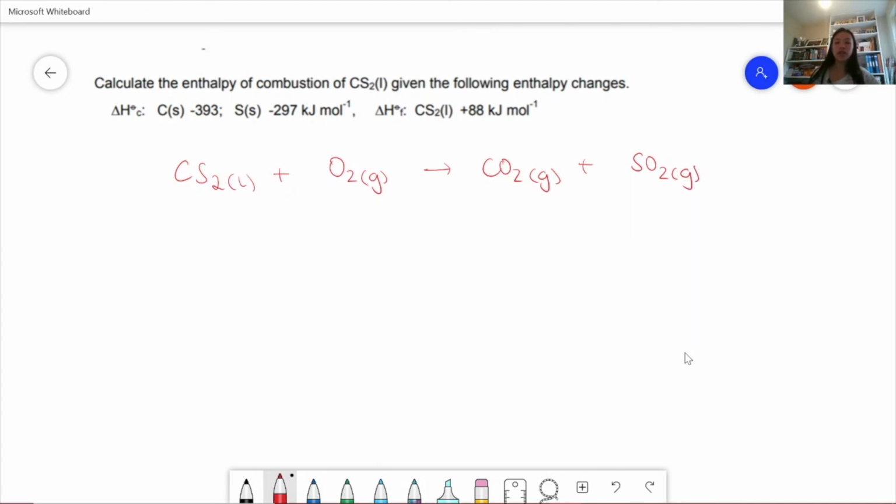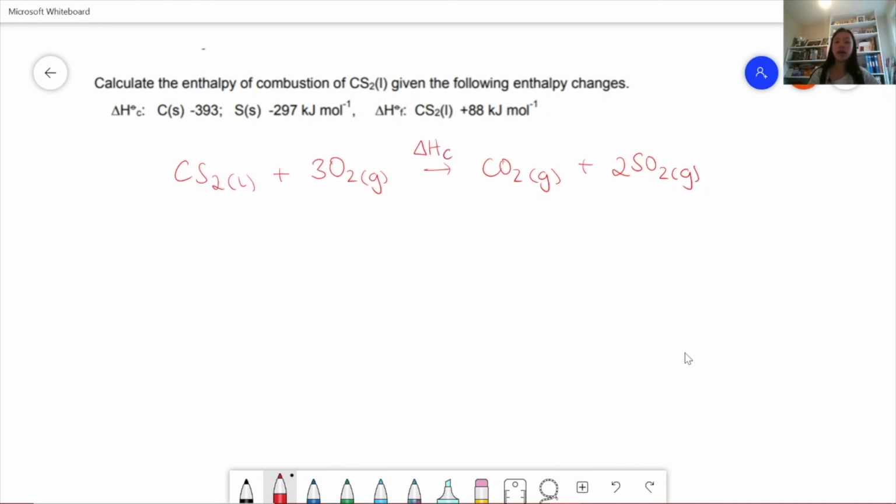So we can't change this because it's in the definition that we're combusting 1 mole. So that must mean we have 2 sulfurs. So if I add a 2 here, we then get a balanced equation if I balance the oxygens. So we have 4 oxygens plus 2, so that's 6. So we need 6 on this side, and we've only got 2, so that means we need 3 oxygen molecules. And this is the delta H of combustion of the CS2.